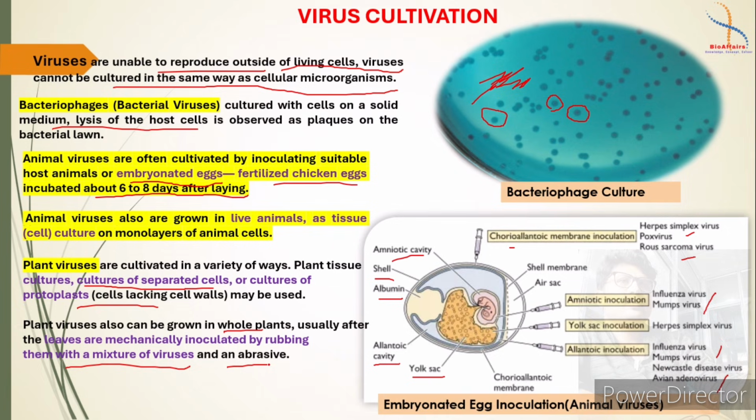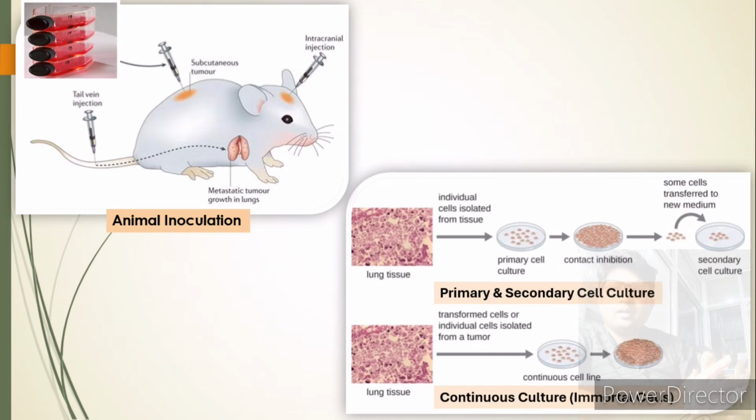Going to the next, I have again given a representative picture of how animal inoculation is done. In the previous slide I showed you embryonated egg inoculation and the different zones in an egg. Here I have shown you animal inoculation and primary and secondary cell cultures, and continuous cultures, because when you are cultivating animal viruses outside the animal body, we cannot always use live human beings or live animals; there are ethical issues. That is why sometimes we grow them in primary and secondary cell cultures, which are not infinite.